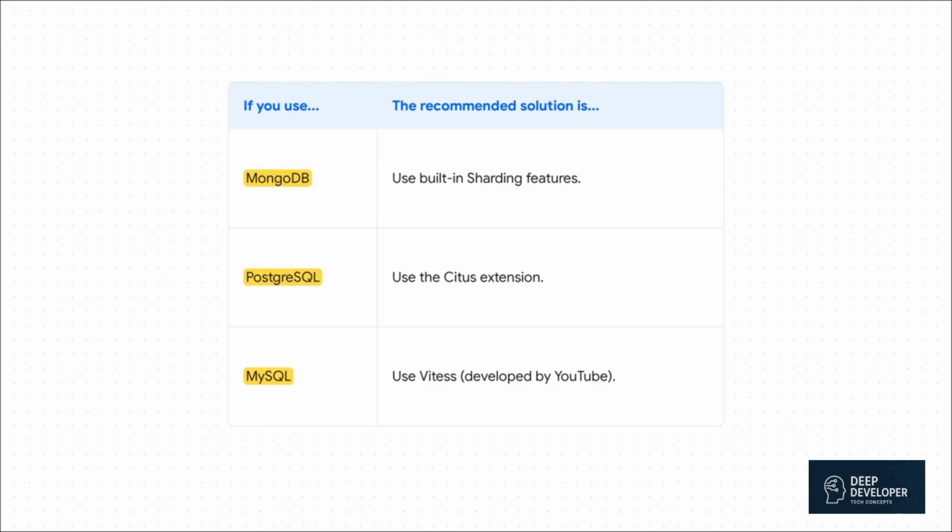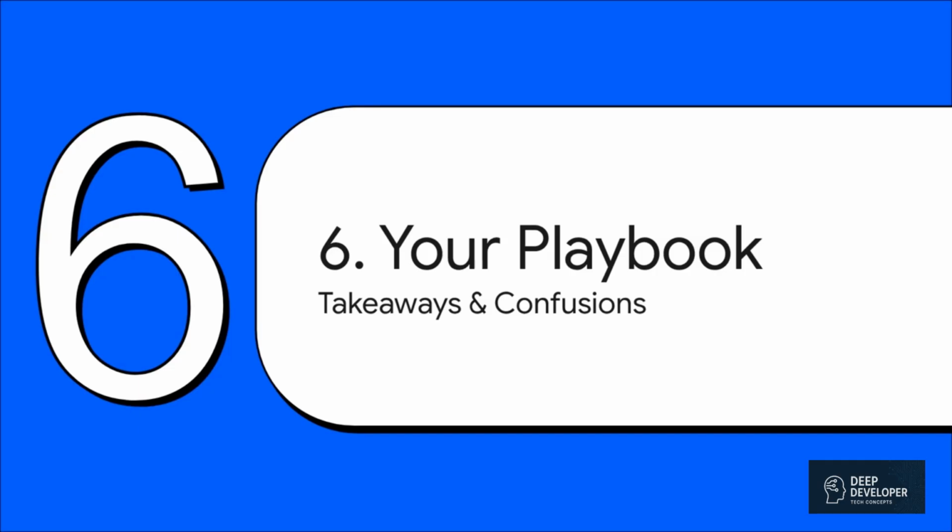So how do you actually do this? Well, it depends on your database. If you're using MongoDB, good news, sharding features are built right in. For Postgres, the thing to look for is the Citus extension. And if you're on MySQL, the gold standard is Vitess, which is the system that YouTube famously built to handle their unbelievable scale.